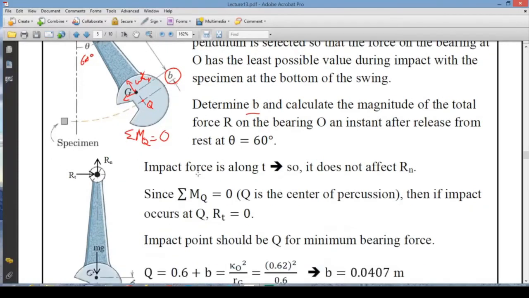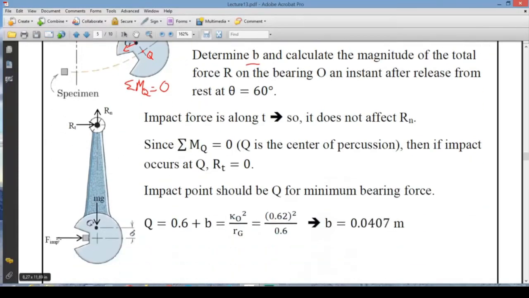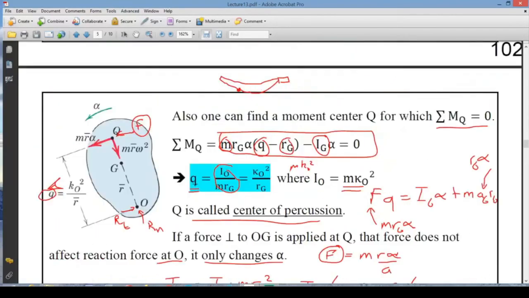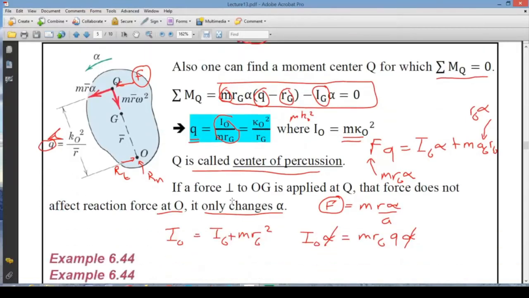So the impact force, when it hits the specimen at this location, is in that direction, and then it's not going to affect R_n. R_t will be affected. However, if we use this as the center of percussion, this location where it hits, if we design it in that way, then this R_t will be equal to zero as a result of this impact. And again, we use our equation here, which is already derived for us, so we don't need to derive it again. There is this Q equals kappa squared over r_G.